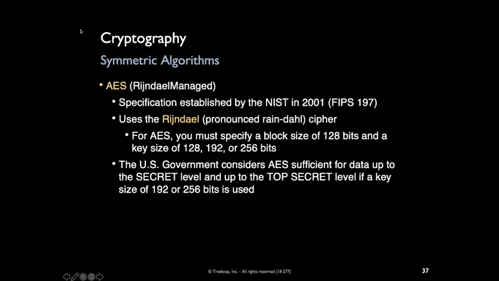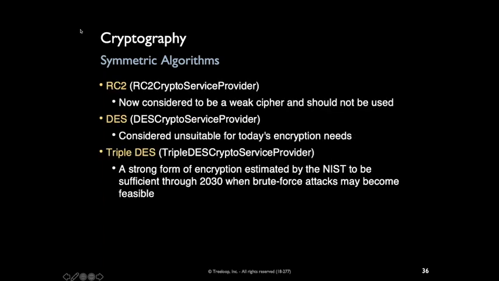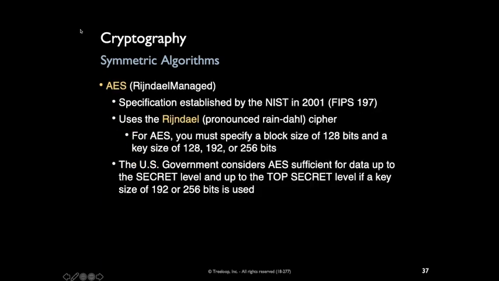So these other symmetric algorithms, typically we don't bother with these. RC2 is considered weak, shouldn't be used. DES is not really considered suitable for today's needs. Triple DES is still considered okay, and NIST says it's probably sufficient up through about 2030, when brute force attacks may become feasible. But because we have this one and the performance is almost identical, you might as well use that one.